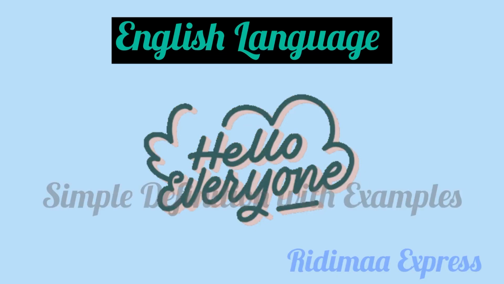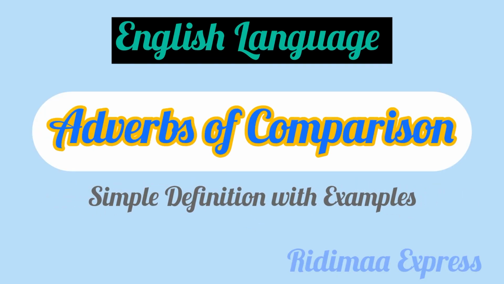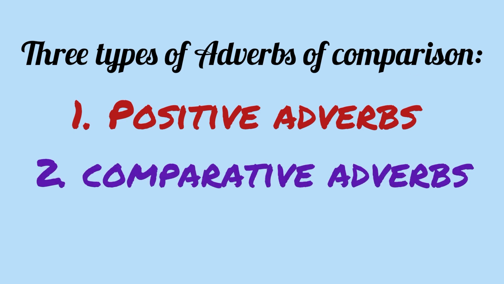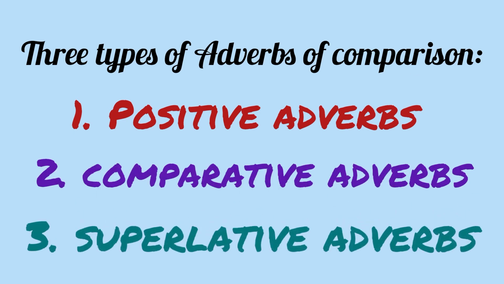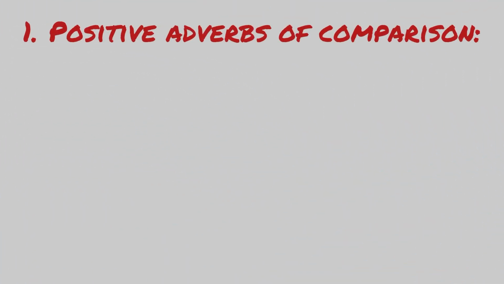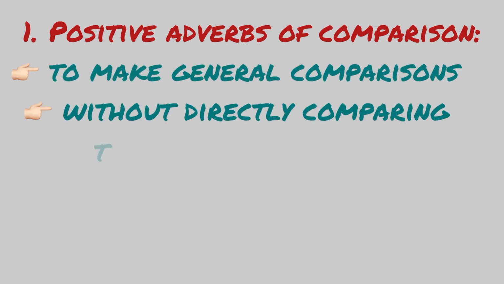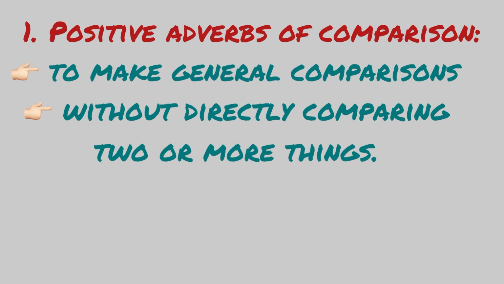Hello everyone, let's learn the rules and regulations of using adverbs of comparison. There are three types of adverbs of comparison. They are positive, comparative, and superlative adverbs. Positive adverbs of comparison are used to make general comparisons without directly comparing two or more things.